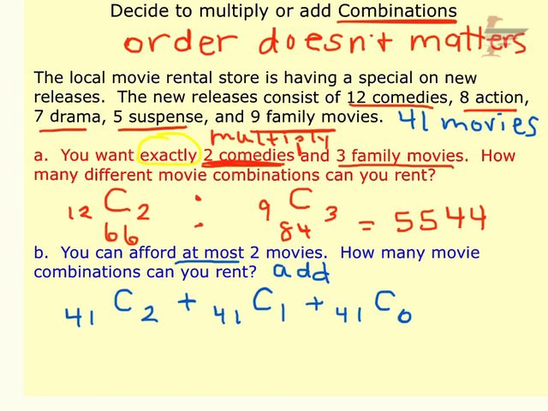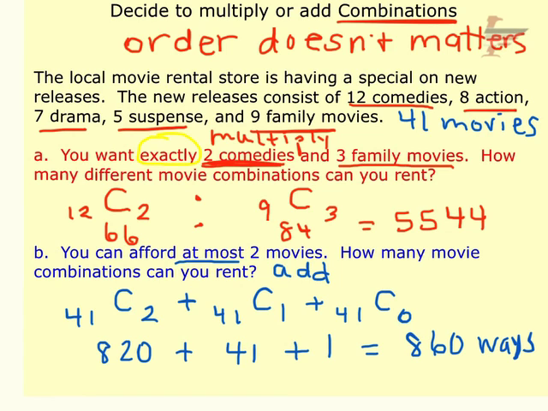So 41 choose 2 is 820 ways. 41 choose 1 is 41. Anything choose 1 is itself. And 41 choose 0, well, think about it. If you have 41 movies to choose from, how many ways can you get none of them? There's only one way that's going to happen. You're just going to walk away with nothing. So 820 plus 41 plus 1 is 860 ways. The one that gets forgotten is usually the 0, because people think that's not a possibility, but it is, right? You could just walk away with no movies.